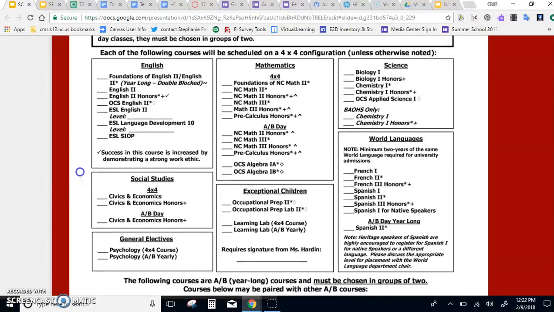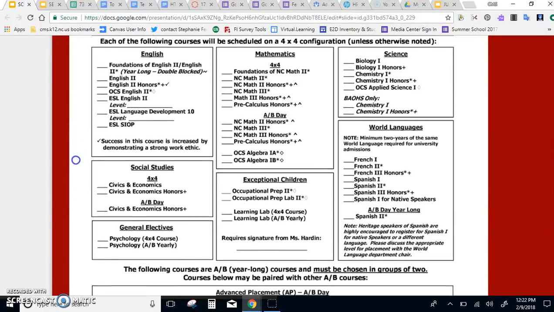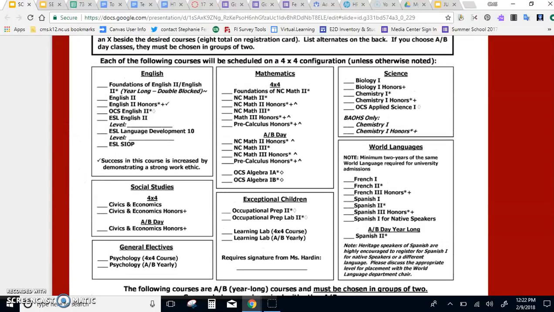New this year, if you are planning to take an honors level math course, you must complete the honors course agreement for mathematics form that has been included in your packet. You will not be permitted to register for an honors level math course if this form is not completed with your and your parents' signatures.